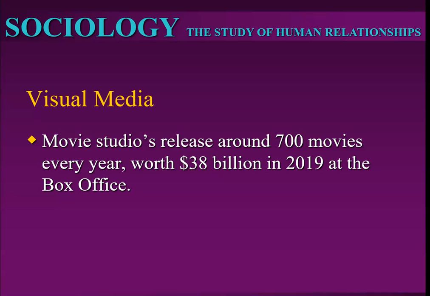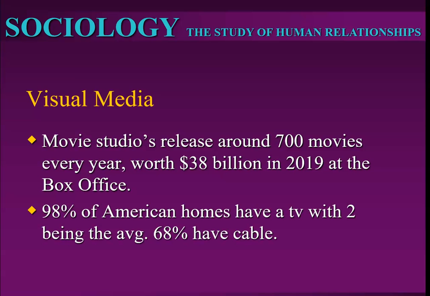Movie studios release around 700 movies every year, and they're worth about $38 billion as of 2019. 98% of American homes have a TV, with two being the average, and 68% of homes have cable TV.